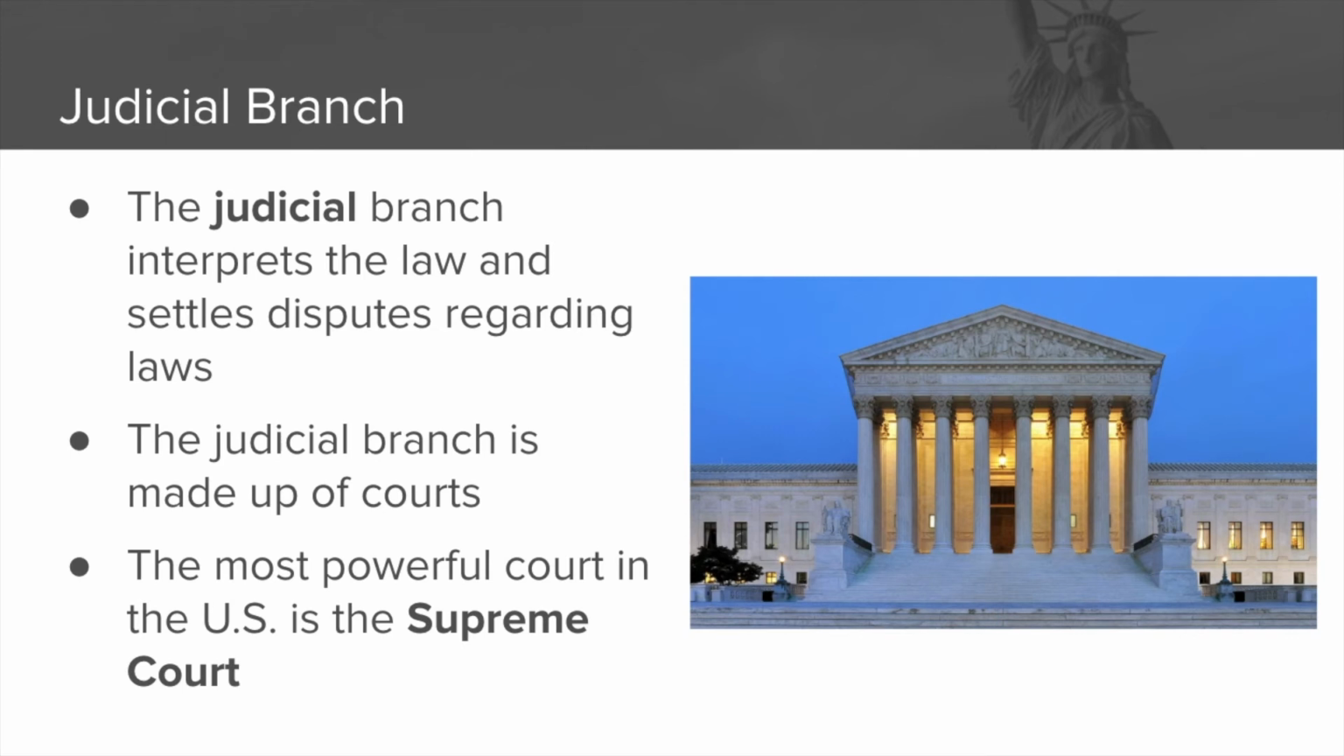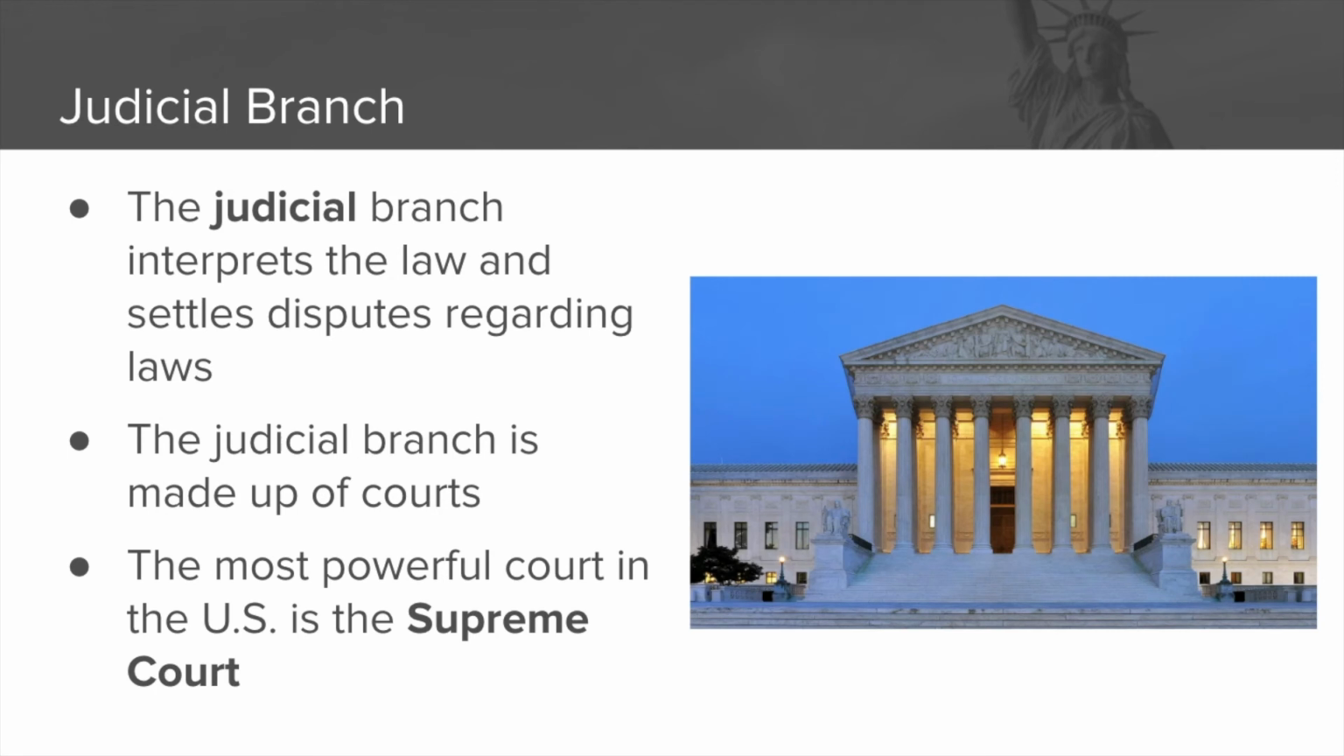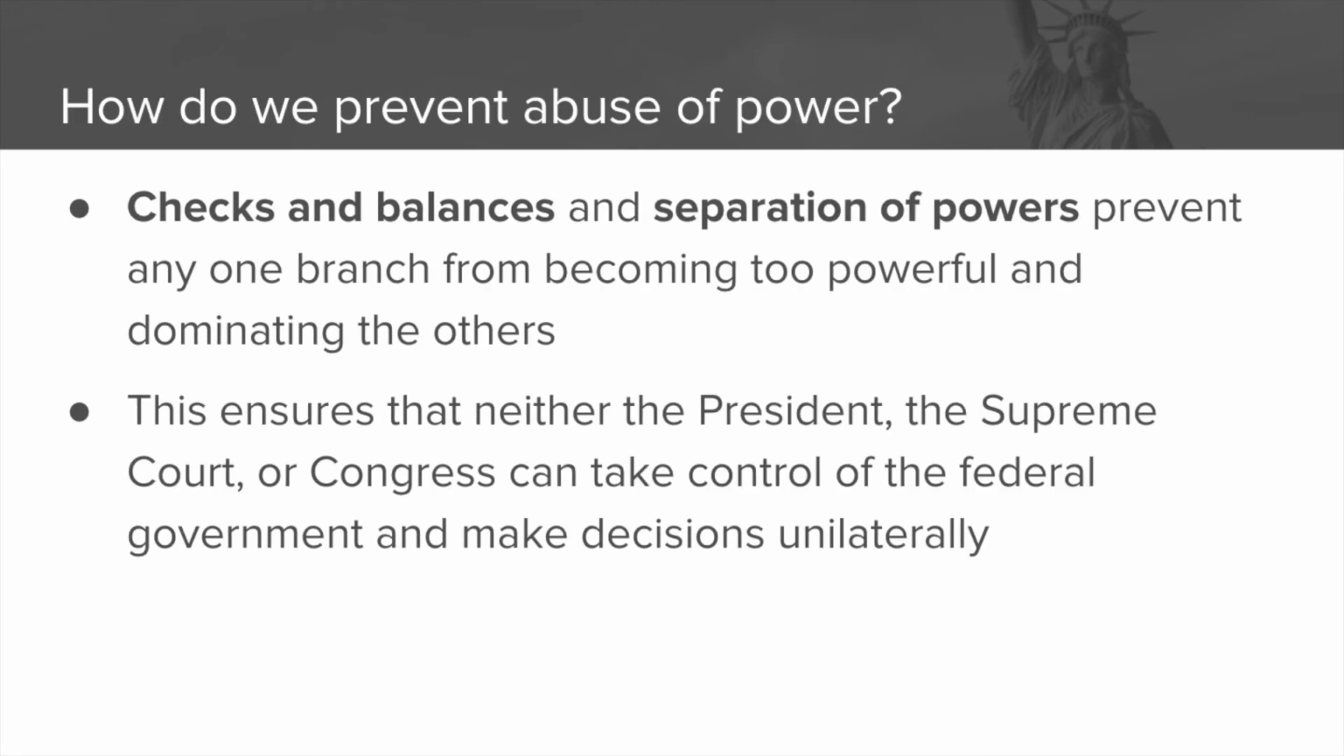Okay, so the judicial branch is made up of various courts, and it's a whole complicated system. It's a hierarchy that goes all the way down to courts that only serve districts, up to the most powerful court in the US, which is the Supreme Court. Okay, so I think we've covered the judicial branch, so now we're going to get into how does the Constitution prevent abuses of power in the government.